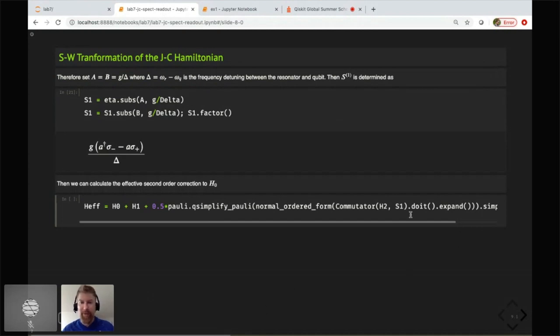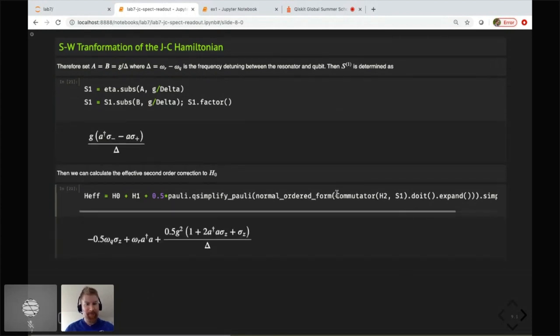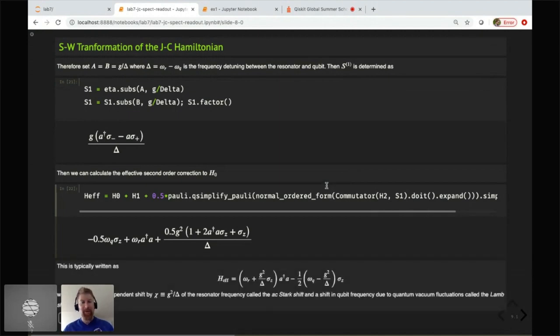And we have to do this by taking the commutator of H2 and S1, actually doing it, expanding them, simplifying the terms and all that other stuff that we did. But we can execute that cell block. And we get our final results, which is where we want to be. But I'm going to take that final result and write it in a different form. And this is the effective Hamiltonian of the Jaynes-Cummings form that we're looking for. And this can explain a lot of the features of our resonator and qubit system. So let's take a moment and explore this.